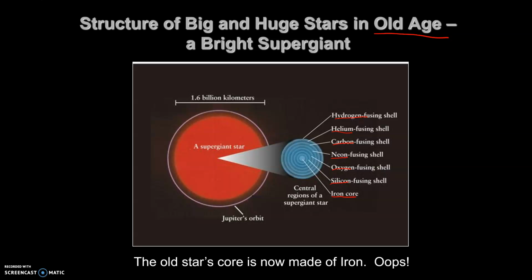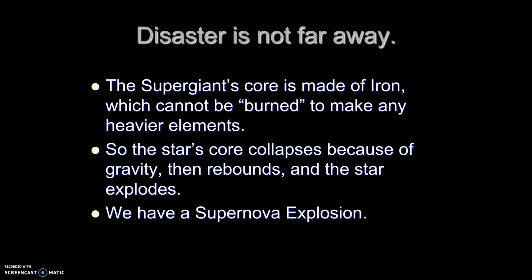But now the old star's core is made of iron, and iron cannot be burned. Since iron cannot be burned, it can't make any heavier elements. So the star's core is going to collapse because of gravity, and then it's going to explode, and that explosion is going to be a supernova. So that's where that's going to occur.